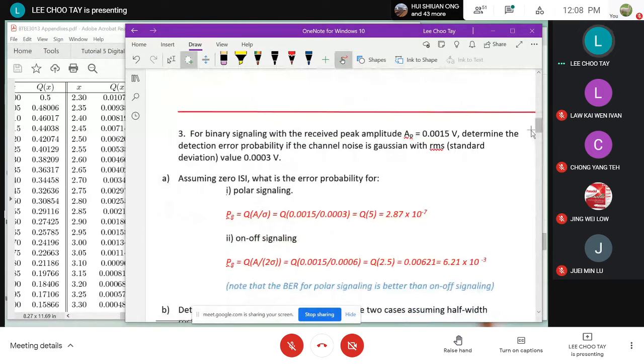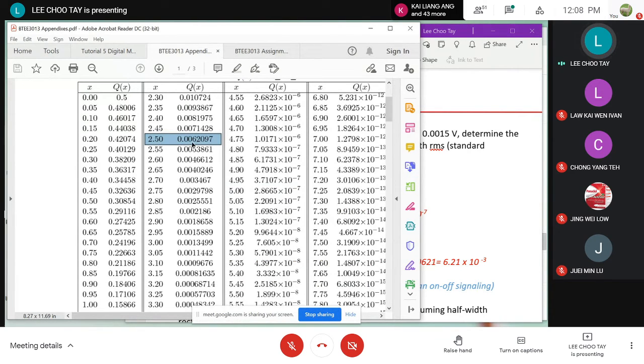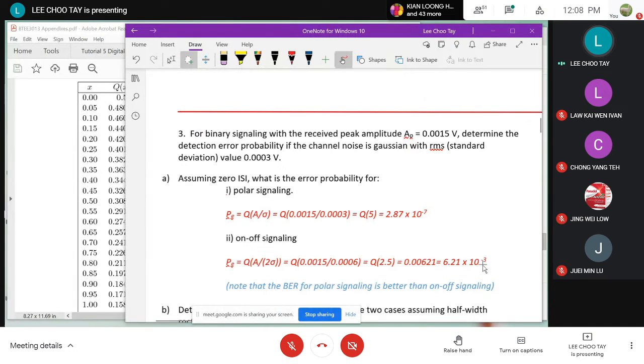Okay, and then for polar on-off signaling, the probability of error is Q of A over 2 sigma. All right, and then same thing, putting in the values, then you need to find Q of 2.5. So where is Q of 2.5? Q of 2.5 is here. All right, x is 2.5. What is Q(x)? Yeah, so that is 0.0062097. So again, I round up to 6.21 times 10 to the power minus 3.